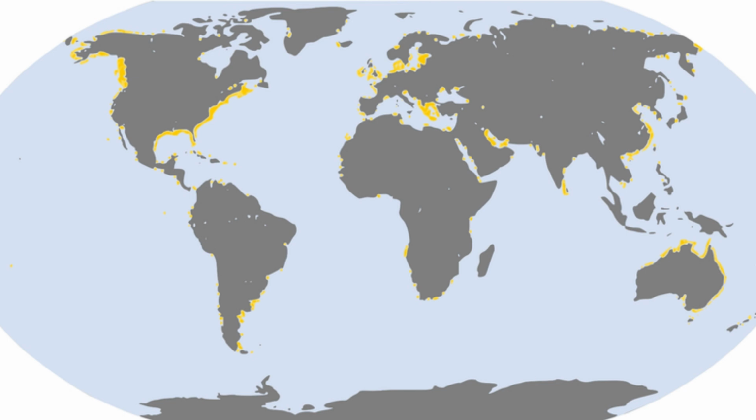Now, if we look at the global distribution, we can see that most salt marshes are either found above the Tropic of Cancer or below the Tropic of Capricorn, not really around the equator.